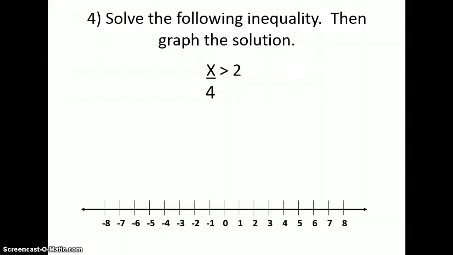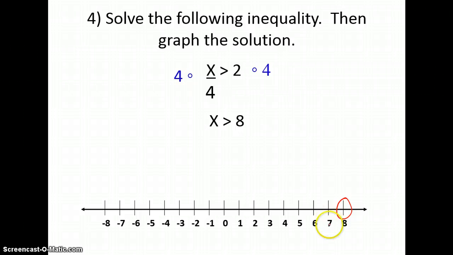In this problem, I have division, so that tells me I need to do multiplication. And since I'm dividing by 4, I'm going to multiply both sides by 4. And these 4's cancel out, which gives me x is greater than 2 times 4, which is 8. Can x equal 8? No, it cannot, because my inequality symbol says it can only be greater than 8. So that tells me I'm going to put my circle at 8. I'm not going to shade it in because it cannot be 8.